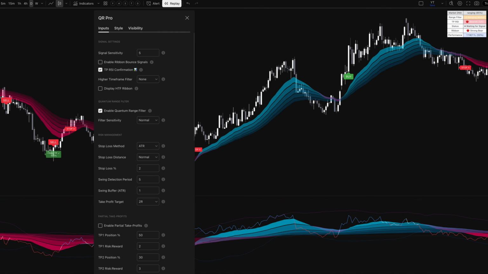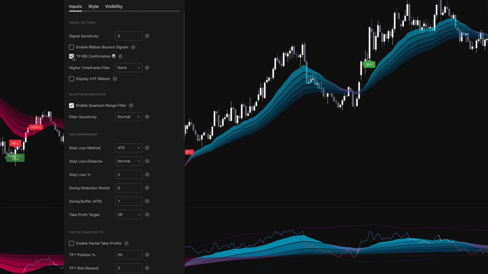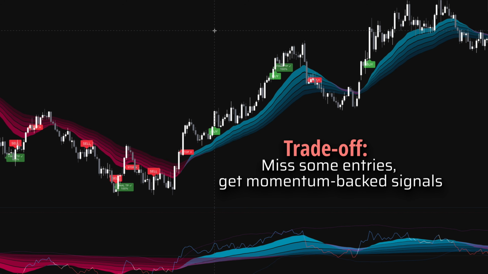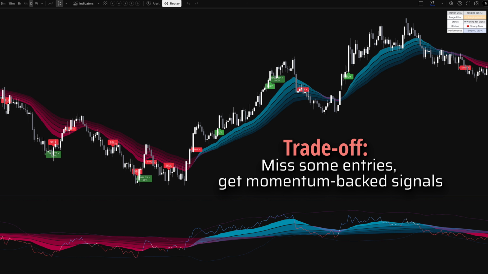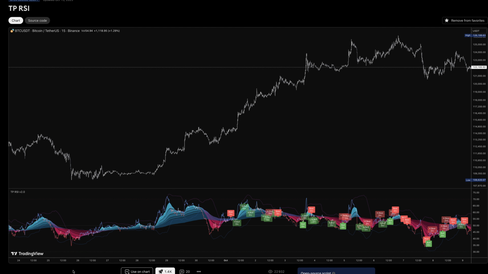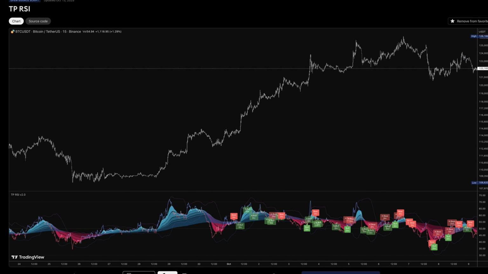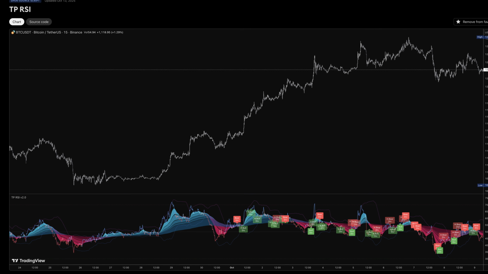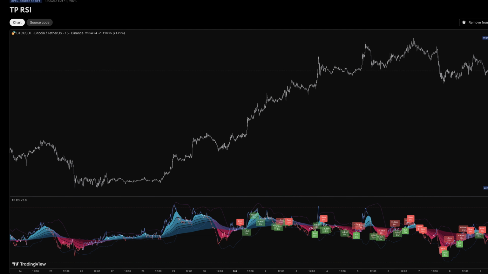Will you miss some entries? Yes. The RSI ribbon might not be fully aligned when the price ribbon fires a signal. That's the trade-off. Fewer signals, but the ones you get have momentum backing them. If you still want the visual context of seeing the ribbon on a separate pane, you're welcome to add our free TP/RSI to your chart. But for signal filtering, it's all handled internally now.